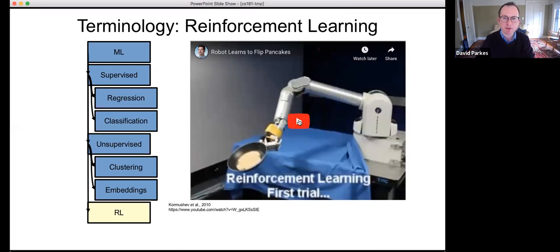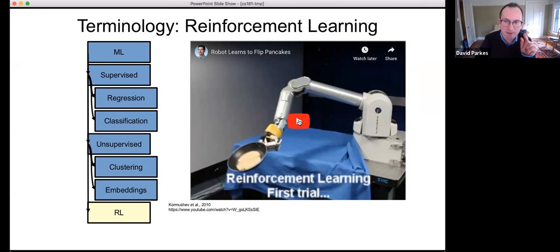Here's a video of a robot. This is a famous video, by the way. There's a robot learning to flip a pancake. And I'm not sure how many of you have tried to do this. I used to do this when I was a kid. We'd have pancake day, and you get the batter and you pour it into a pan and you try to flip it so you catch the pancake again.